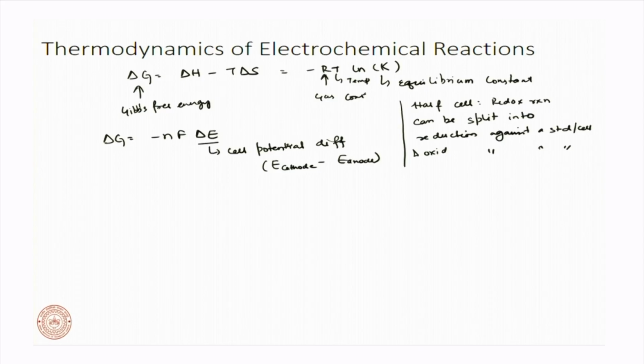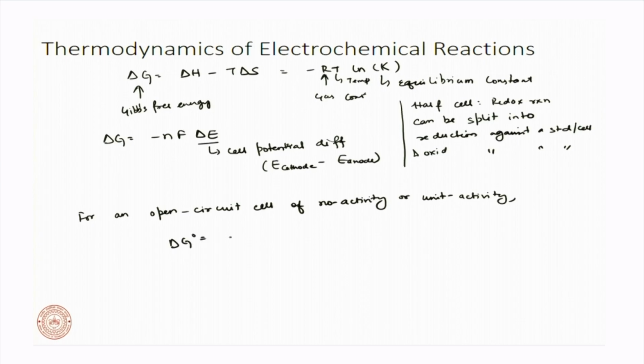All right. If that is clear, then we can say that for an open circuit cell of no activity or unit activity, delta G naught equals minus nF delta E naught. This is called the open circuit voltage.